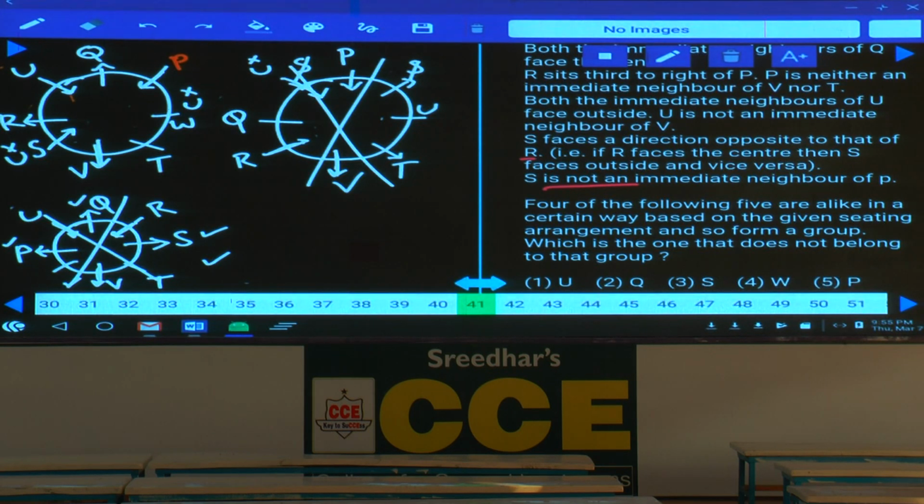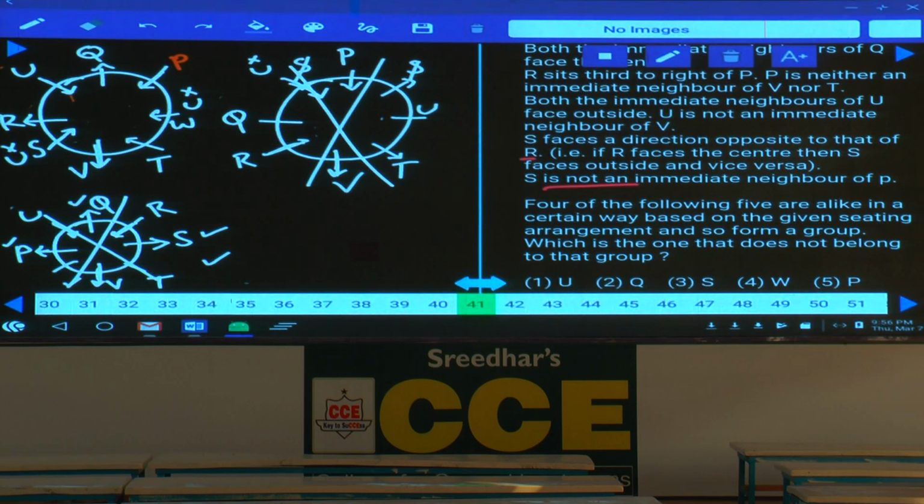This case is also ruled out. Finally, we are left with only one case. Then in this case, now W is here. Then how many persons are away from the center? Three. Who are those three? V, R and Q. And the remaining persons are facing towards the center only. Hence, all the persons are facing towards the center.